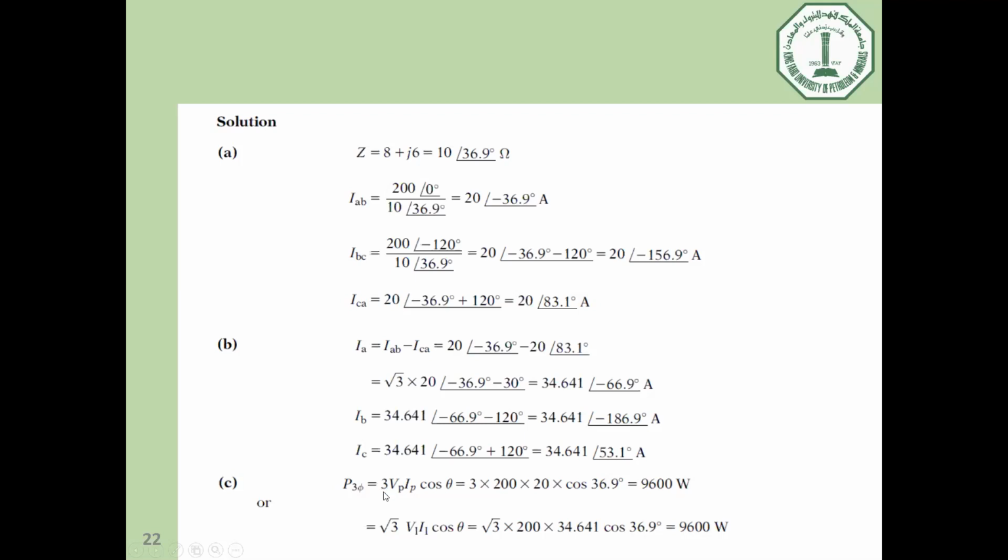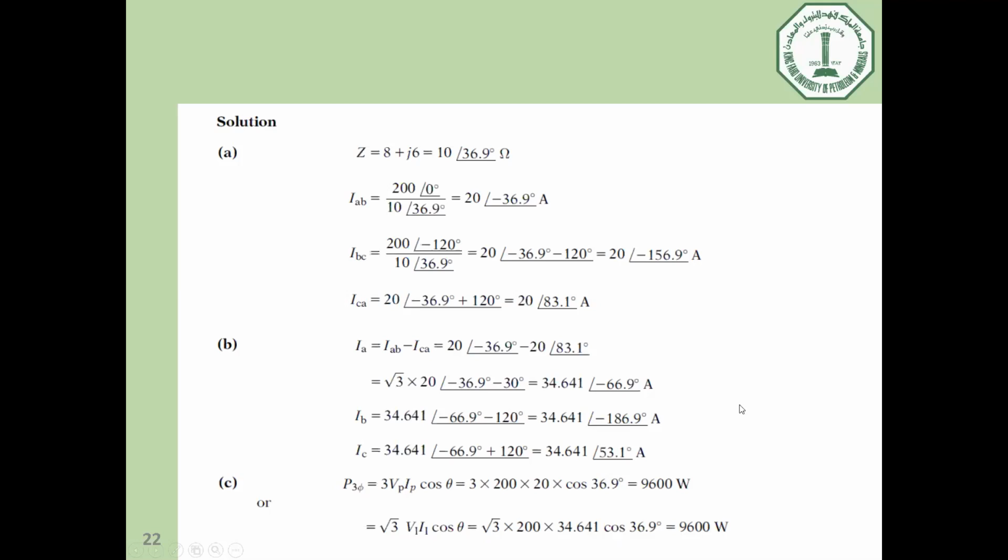Also, you can apply power in three-phase as square root of 3 multiplied by V line, I line, cosine theta. But take care, it's the same cosine theta, not another angle. So square root of 3 multiplied by V line, equal to 200, multiplied by I line, which we calculated here as 34.6. Simply when you apply this, you will get the same value.